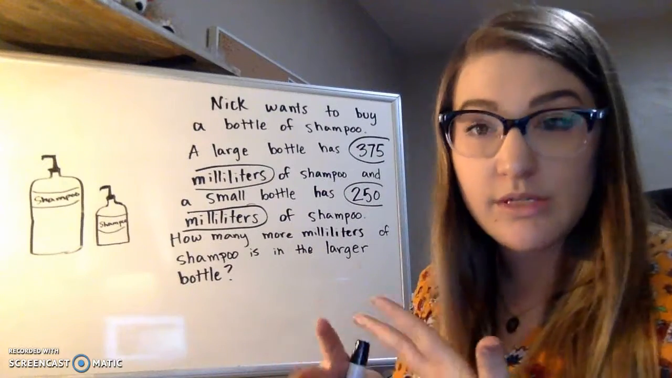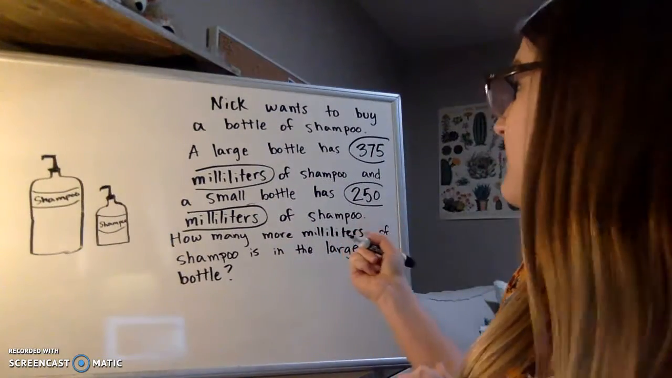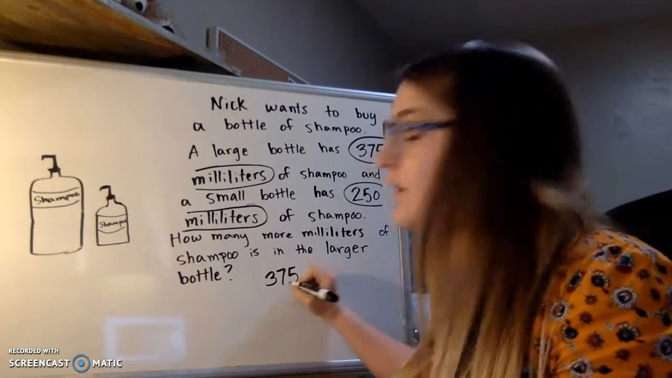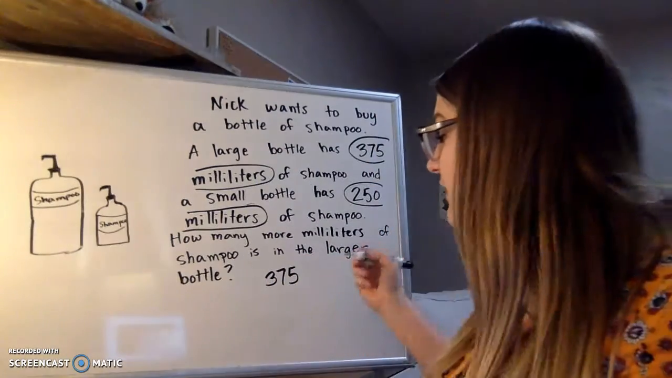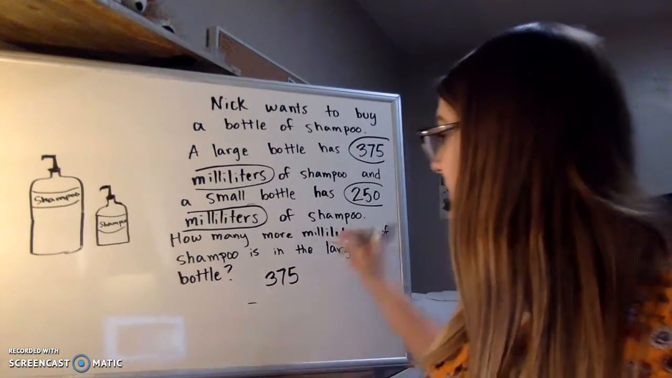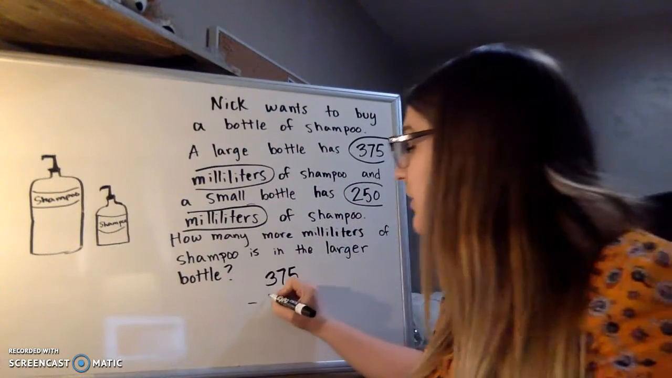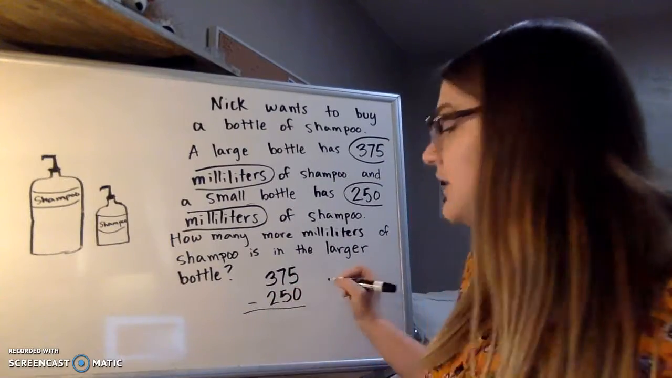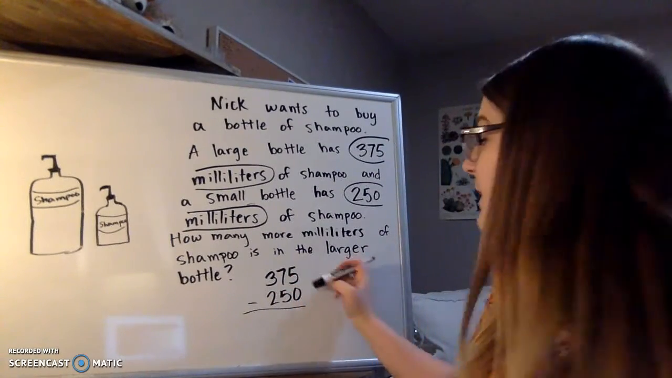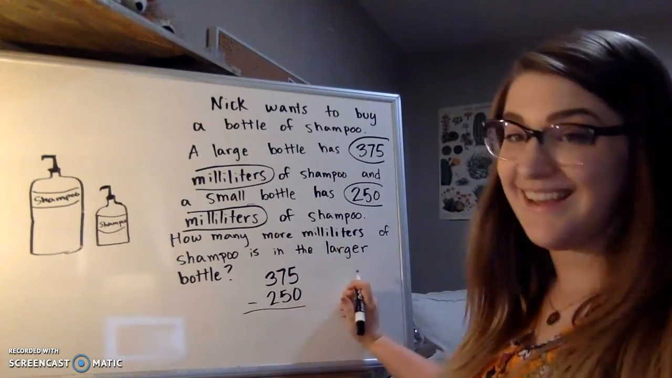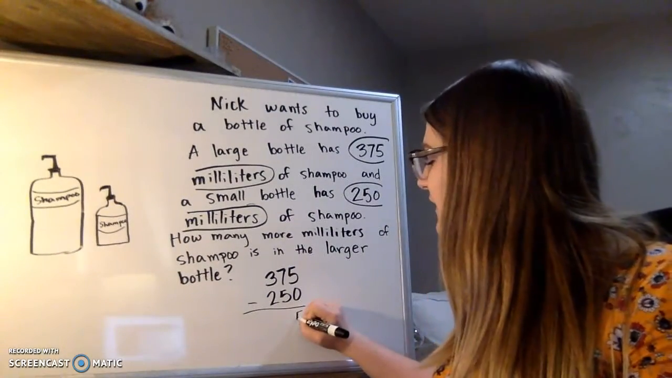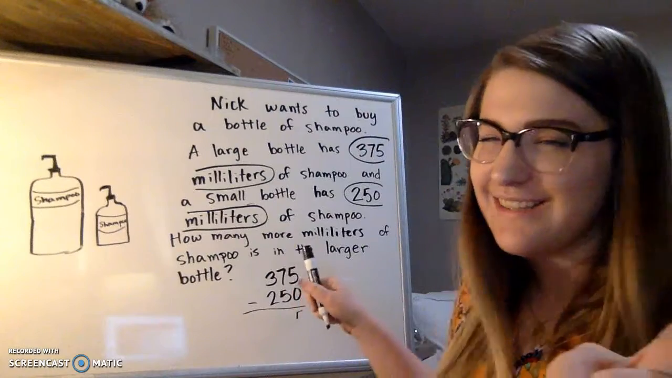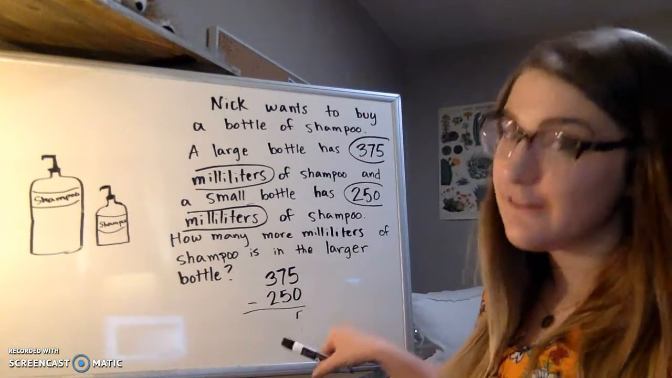All right, so we're going to be using subtraction to solve this problem. So we are going to take the large shampoo bottle, so 375 milliliters, minus the small shampoo bottle, so minus 250 milliliters, and then we're just going to subtract. So 5 minus 0 is 0. 5. Oh, Mrs. Gifford, where's your brain today? I was testing you. Okay, 5 minus 0 is 5.